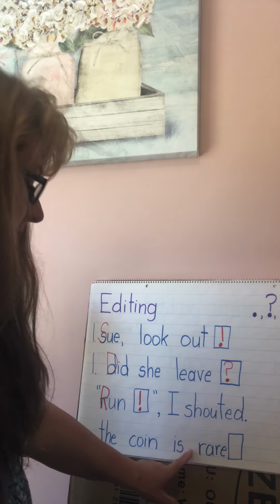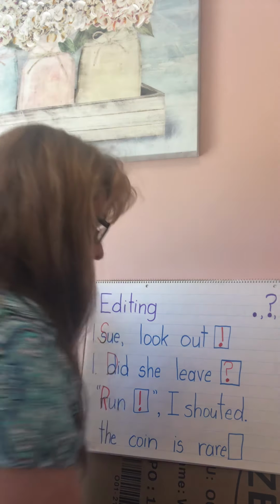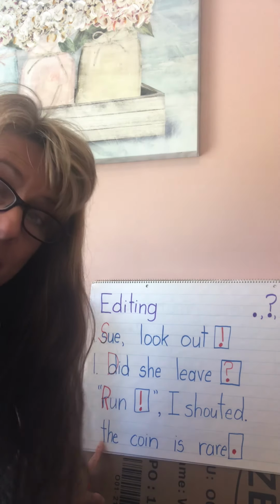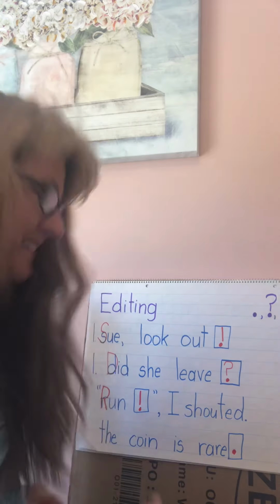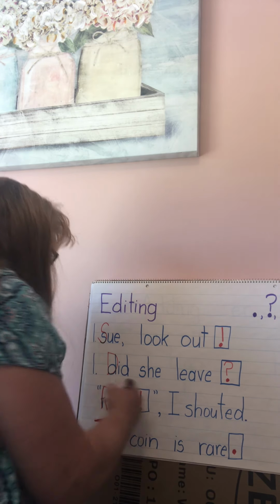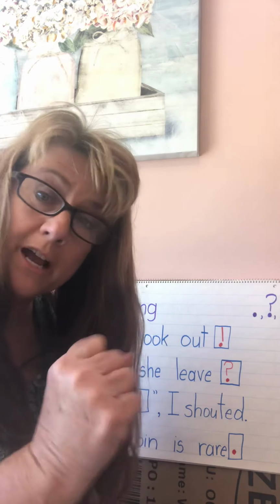All right, the last sentence says, the coin is rare. Now, am I asking somebody something? No, I'm just telling them. So when I'm telling them, I just need a period. But what did I forget to do right here? Every sentence in the entire world starts with a capital letter. Good job. Now edit these first, and then below them, write them correctly with your edits in place. All right, guys, do your best. I know you do great.